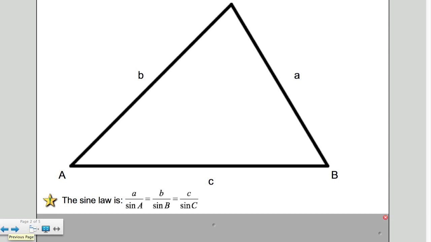So this is the sine law. Just want to highlight it again. The sine law is little a over sine of big A is equal to little b over sine of big B is equal to little c over sine of big C. In other words, these three ratios are the same. Does that sound familiar?